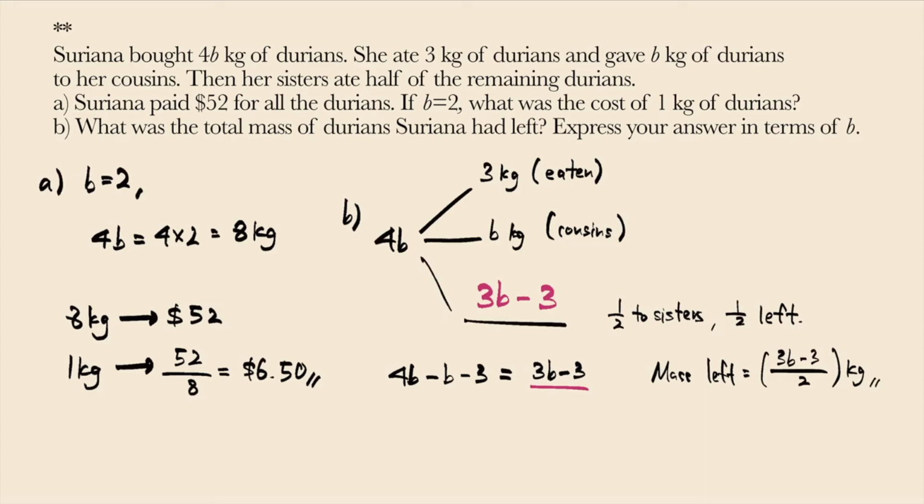Okay, that means half's left. If half was eaten by the sisters, half must be what's left behind. So what's the total that she had left in terms of b? It would be this expression here divided by 2, in kilograms.